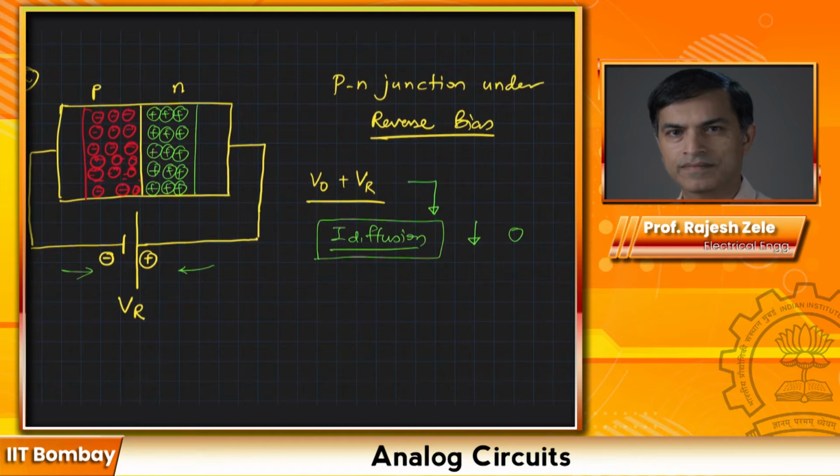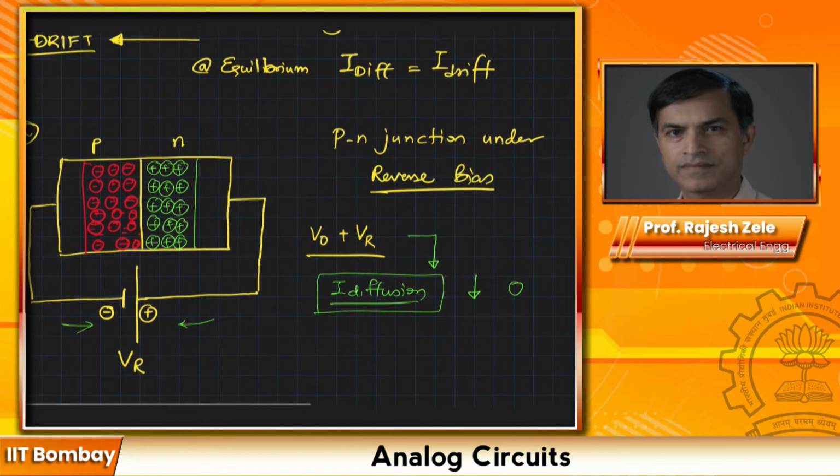However, these thermally generated minority carriers, they're still there in that region and they will continue to flow. So what we expect to happen is the following. We will have very small diffusion current, and our original drift current will continue to flow in this direction. Okay.